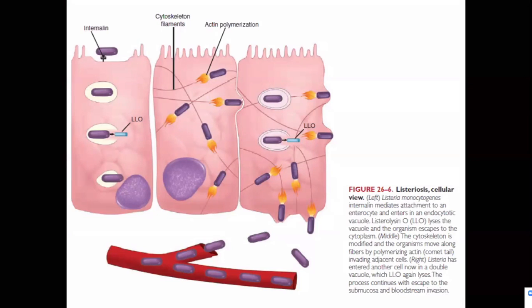This microorganism has the capability of going horizontally between the cells. It can invade the adjacent cell here and go into a double vacuole. But again, with the listeriolysin, this microorganism can break through the vacuole and go free again in the cytoplasm and invade other cells. And then it goes to the submucosa, and in the submucosa, it can invade the bloodstream and cause meningitis.